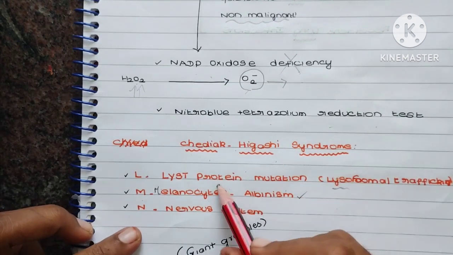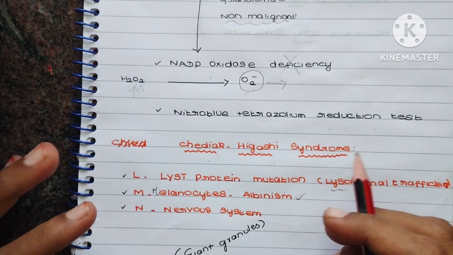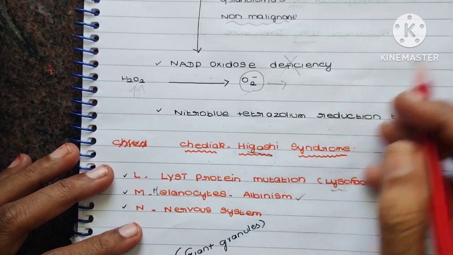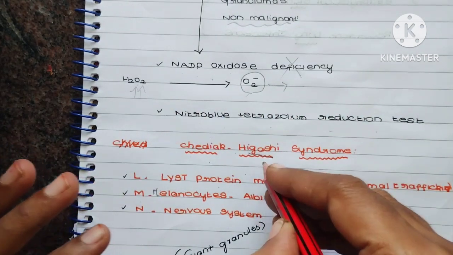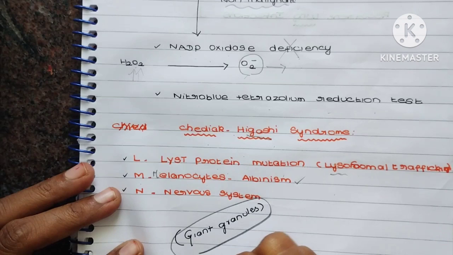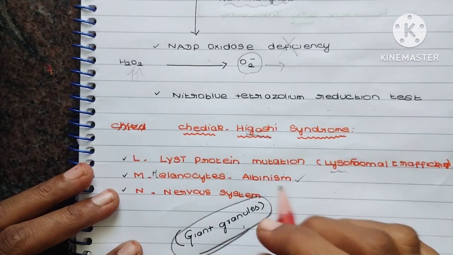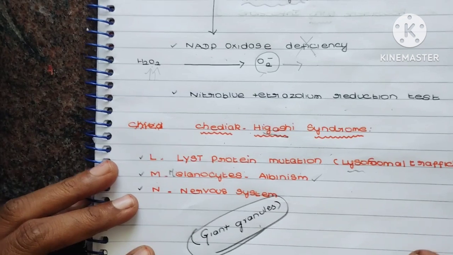Okay, so here Chediak-Higashi syndrome. Higashi sounds like a giant, like this you can remember. When you compare to the other names, this is like some giant name. So there will be giant granules. Whereas in Wiskott there will be small platelets. Whereas in Chediak it is giant granules.